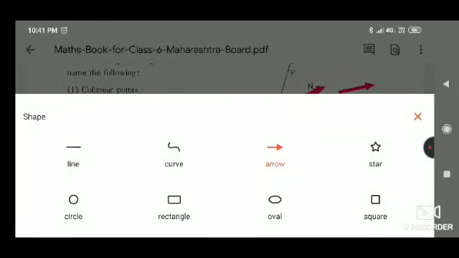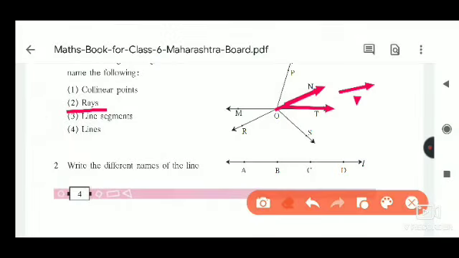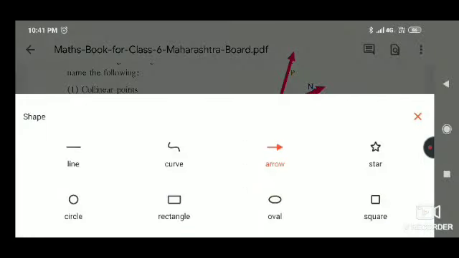Okay, so we have to write it starting with O, because we have to take the starting point of the ray. Then here is ray OS, then ray OR, ray OM, and lastly ray OP. So these are the rays present in this figure.